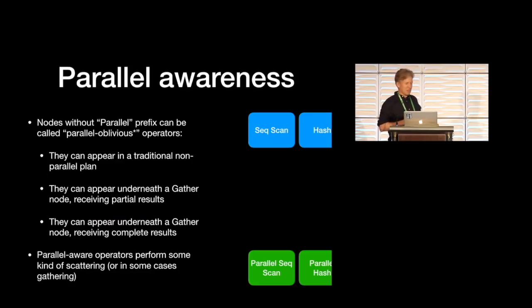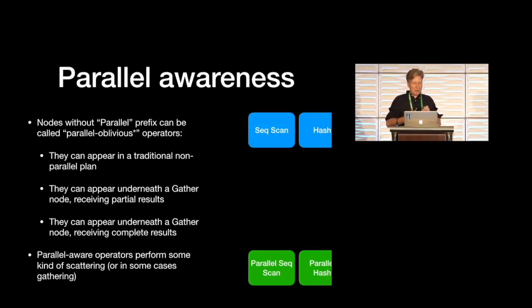The terminology I've been using, this isn't in the manual or anywhere else, is the term parallel oblivious for the nodes that are not parallel aware. I don't like to say non-parallel because they can actually appear in a non-parallel plan, but they can also appear in a parallel plan underneath the gather node, but not be aware of that. They're not behaving in a different way. They're simply processing a subset of the tuples because the work's been divided up in the way I was saying before. So I like to call non-parallel aware nodes parallel oblivious. They don't know if they're in a parallel plan or not.